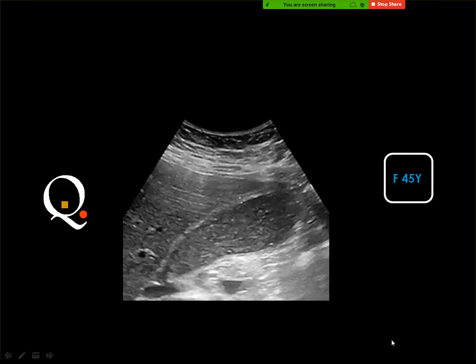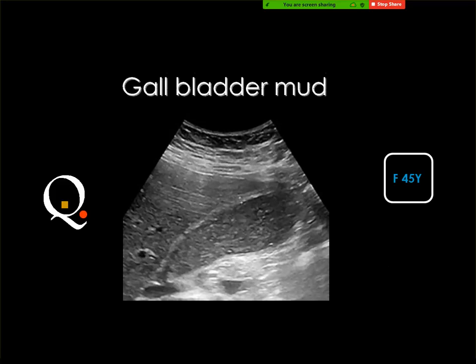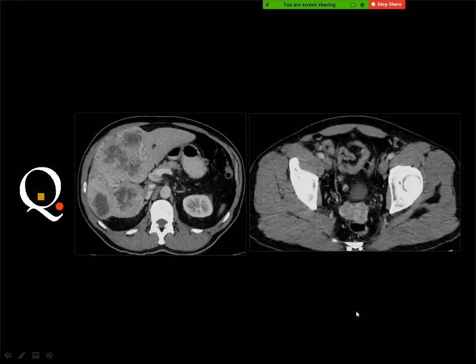Yes, this is gallbladder, which is distended. What is inside the gallbladder? Mud. Yes, mud or sludge. And this is not pus, of course. You know that pus is echogenic, but of uniform echogenicity, and this is a sludge or mud.